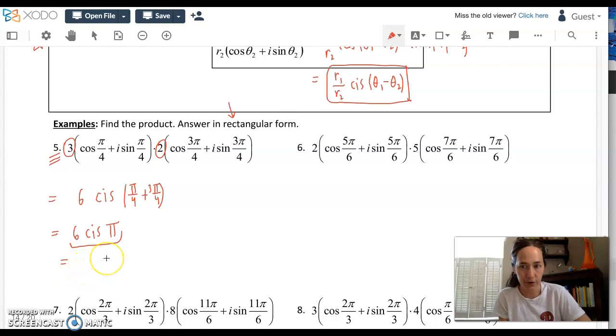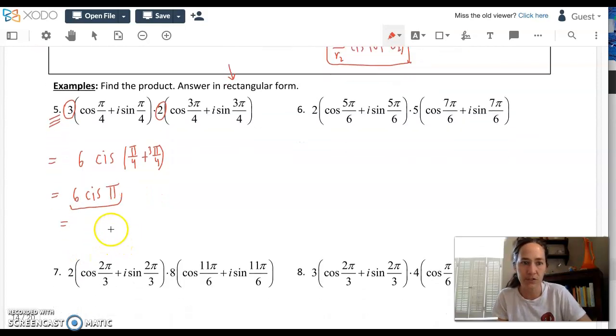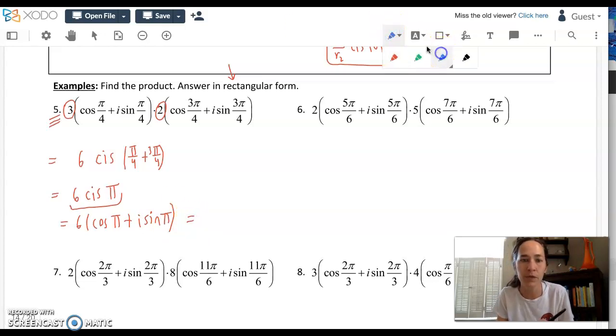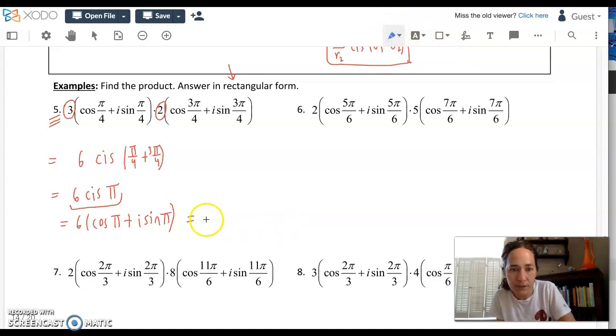To figure it out in rectangular form, great practice of just converting. So 6, let's write out the whole thing. Cosine of pi, what this really means, plus i sine of pi. And we'll go to work with our exact values. So let's simplify this to get to rectangular form. 6 cosine of pi, we should be over at -1, plus i sine of pi is going to be 0. So all said and done, bringing the 6 through here just gives you -6 as your rectangular answer.